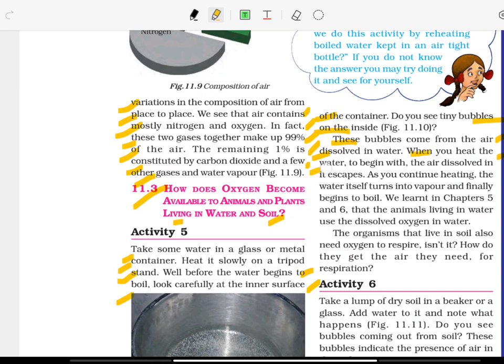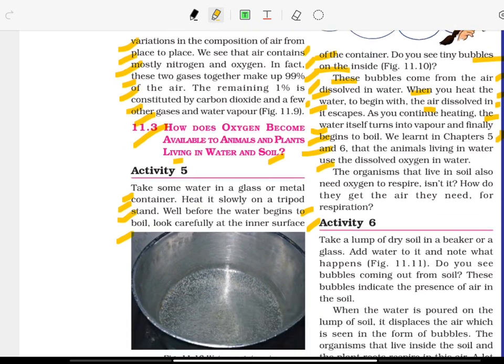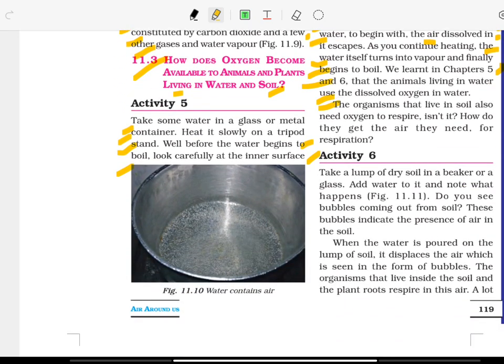When you heat the water to begin with, the air dissolved in it escapes. As you continue heating, the water itself turns into vapor and finally begins to boil. We learned in chapters 5 and 6 that animals living in water use the oxygen dissolved in water. The organisms that live in soil also need oxygen to respire, isn't it? How do they get the air they need for respiration?